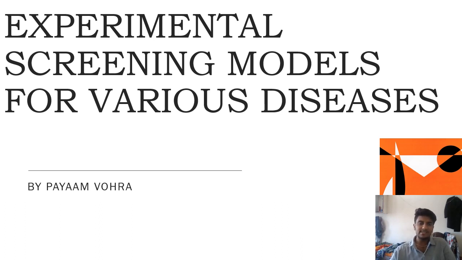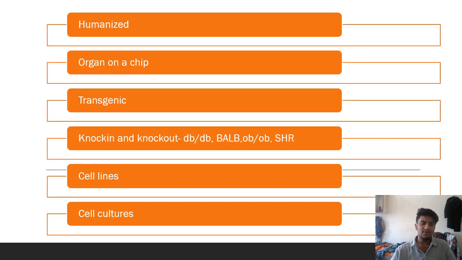So today we will be discussing a number of diseases like arrhythmia, lipidemia, ulcer, cancer, and different models of neurodegenerative disease like Alzheimer's, Parkinson's, schizophrenia, epilepsy. So firstly, there are a number of techniques that are available for checking out and screening the drugs.